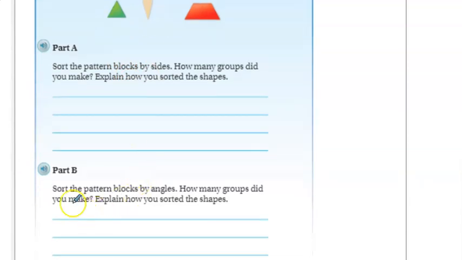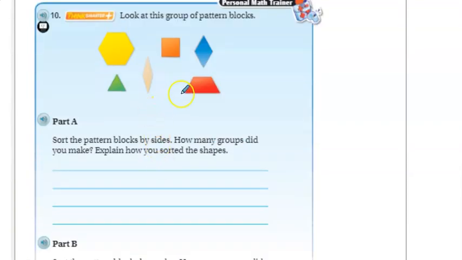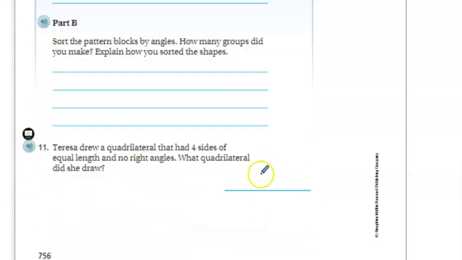Okay, and then B, sort the pattern blocks by angles. How many groups did you make? We just did that. I have to go down. Teresa drew a quadrilateral that has 4 sides of equal length and no right angles. So you've got to think about that one. Equal length, no right angles. So I would think you guys would have come up with a rhombus.